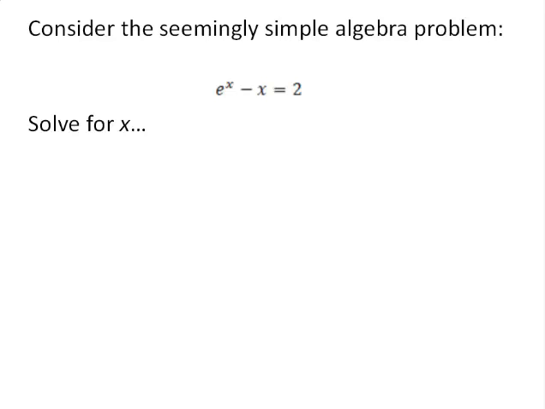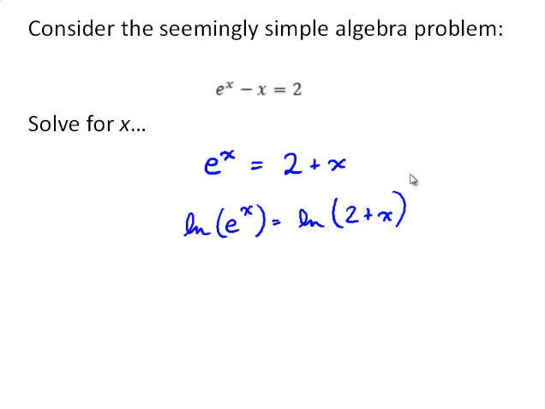So, consider the seemingly simple algebra problem e to the x minus x equals 2. Suppose we want to solve for x. So we might try and do that. We might isolate the e to the x by first moving the x to the other side. Then take the natural log of both sides. Simplifying the right-hand side, that just gives us x.